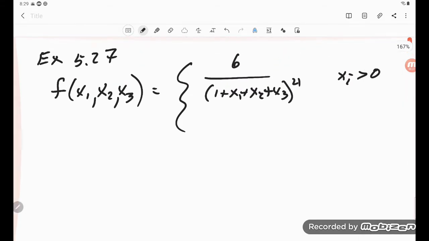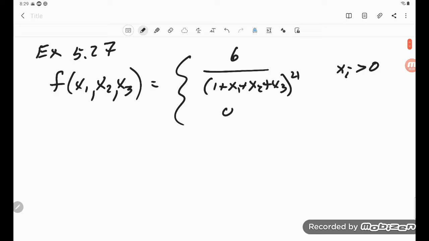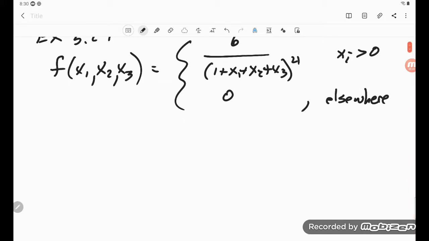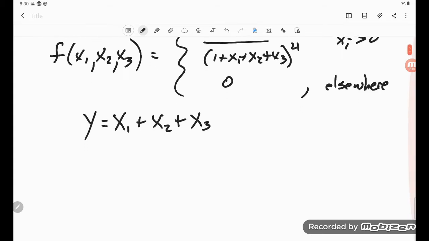and then 0 everywhere else. So what they would like to do is just the sum. So they've got y is x1 plus x2 plus x3, and they would like you to find the PDF of y.